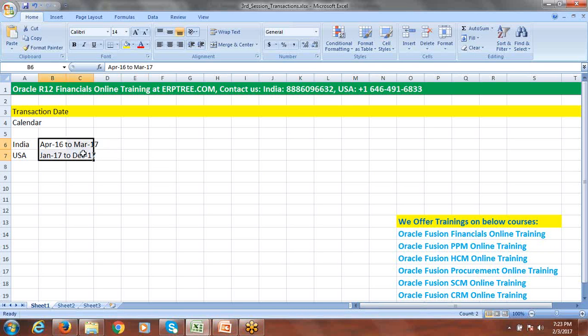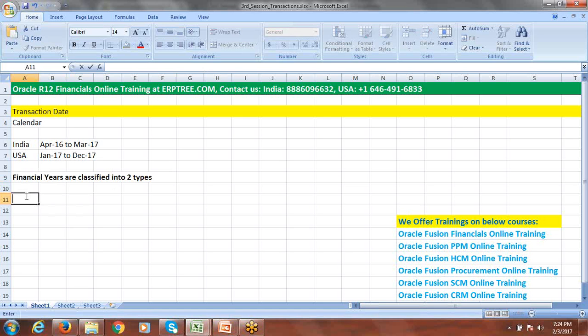After knowing that, as per the system or in a generic way also, these financial years are classified into two types. The financial years are divided into two types: fiscal year and calendar year. Based on financial years, we have two types of years, fiscal year and calendar year.